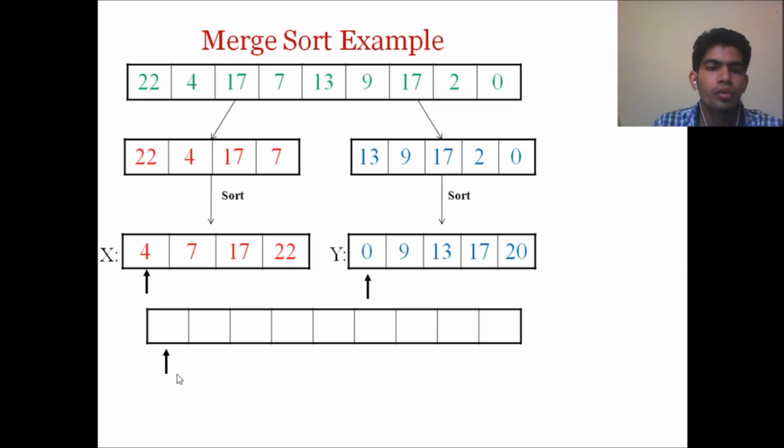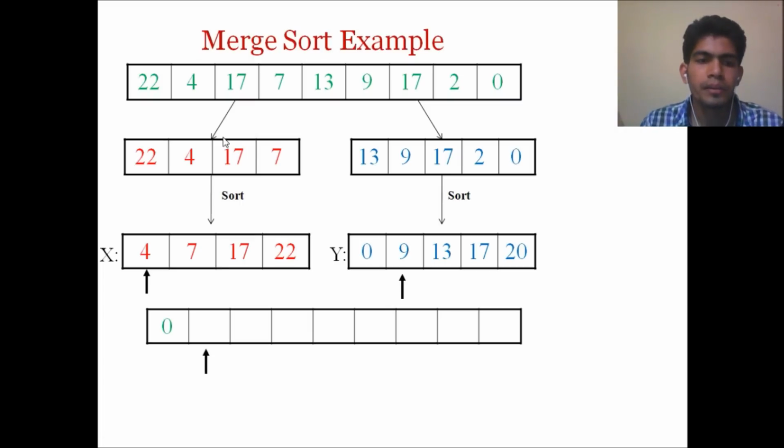Now we are going to compare the two elements 0 and 4. The smaller element will be copied into the resultant array, and we will increment the pointer of y as well as the resultant array. Now we will compare the elements 4 and 9. The smaller element is 4. We will copy this element here and increment the pointer of the resultant array as well as x. Now we will compare 7 and 9. The smaller is copied here and we increment the pointer of x and the resultant array.